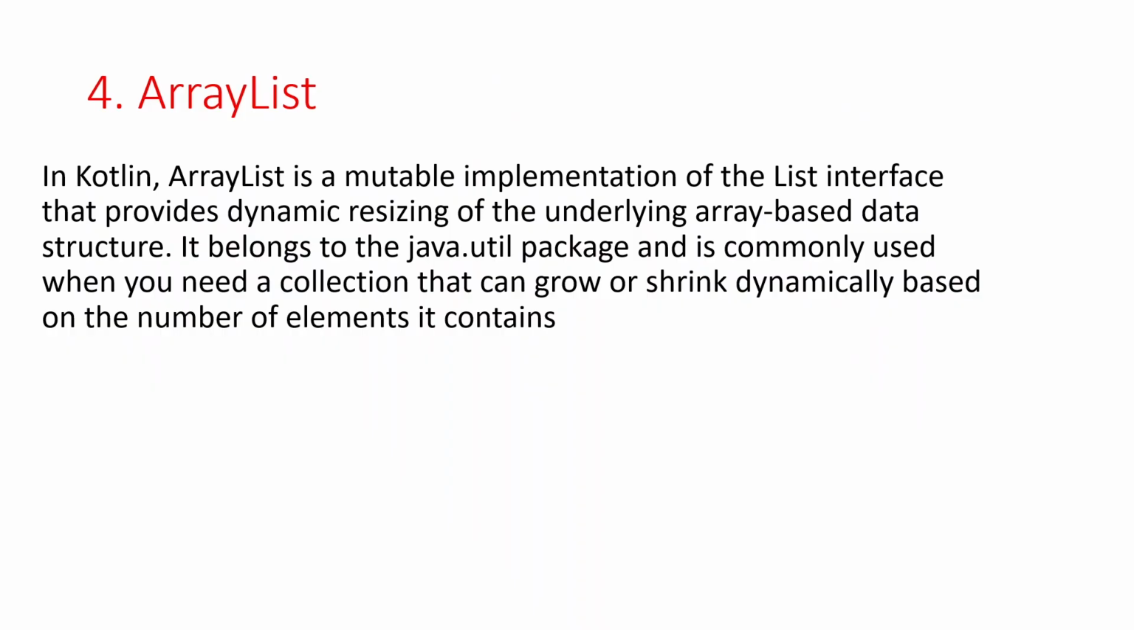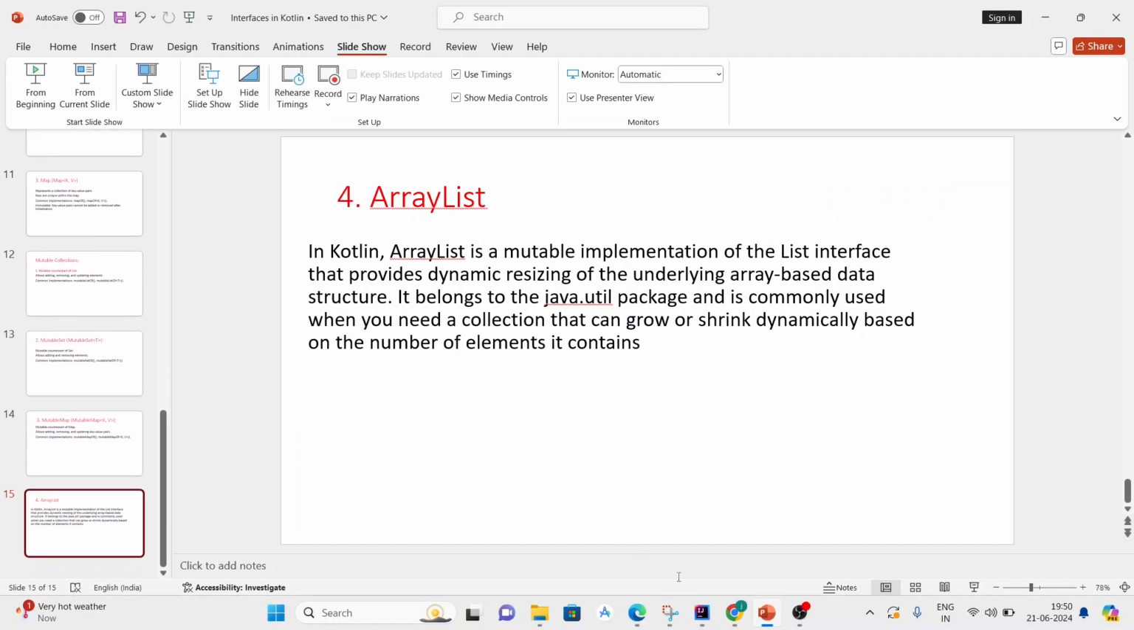Similarly, we have the array list. Array list is most important while we are working in Android Studio and creating an app. We are working with the array list. In Kotlin, array list is a mutable implementation of the list interface that provides dynamic resizing of an underlying array-based data structure. It belongs to the java.util package and is commonly used when you need a collection that can grow or shrink dynamically based on the number of elements it contains. Let's understand it by giving some examples.